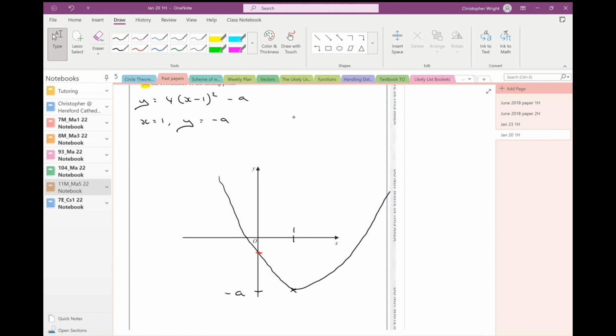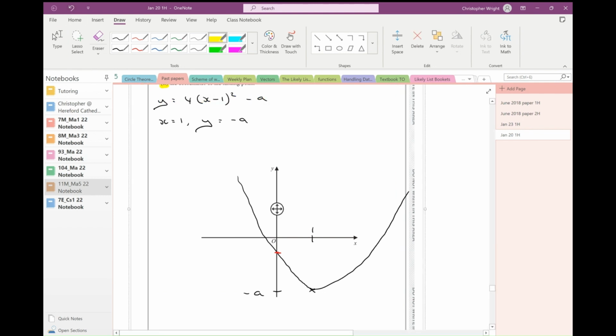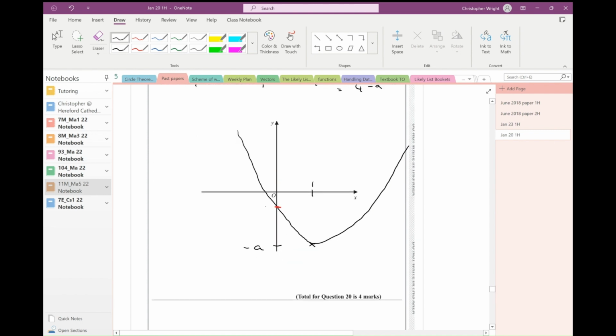So looking at our equation here, what is that going to equal when x is 0? Let's have a look. If x is 0, then y would be 4 times minus 1 squared, well, that's just 4, minus a. So it'd be, y would be 4 minus a. So this point here has got a y coordinate of 4 minus a.